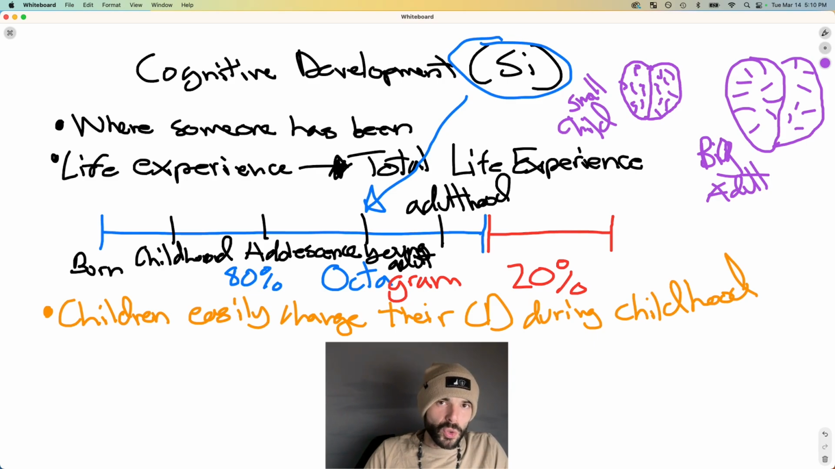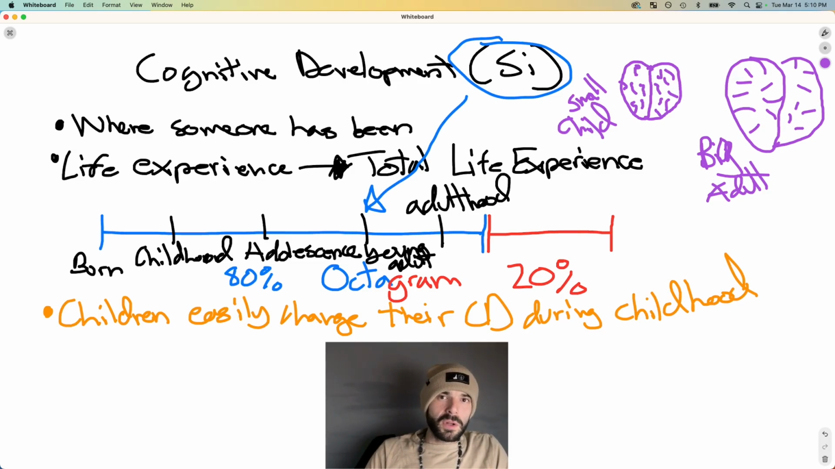I've watched my 2-year-old change his cognitive development from SD to UD. He started out SD and he changed it to UD, consistently going back and forth between the two of them as he enters and exits fight or flight response to deal with the different stresses that he has to deal with in his life. Okay? And it is easy for him to oscillate within his cognitive development.